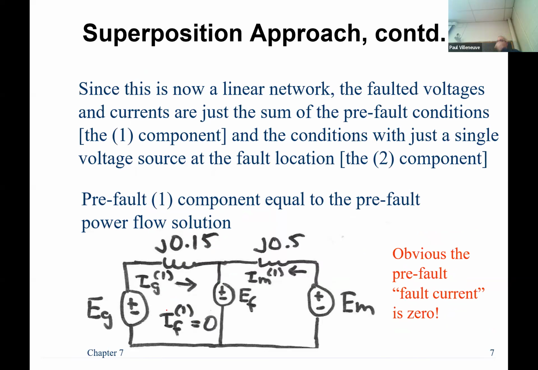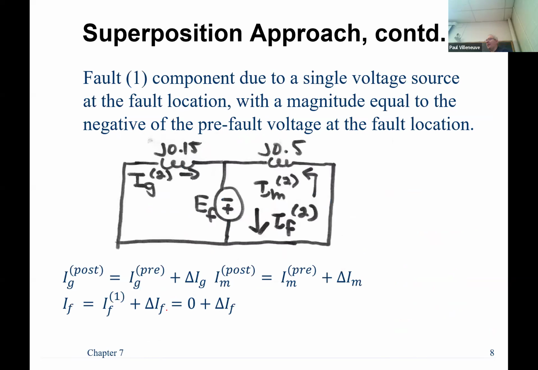So this is the pre-fault condition. Easy peasy. Just put a voltage source in there that matches the node voltage that you have. IF equals 0. Superposition says, all right, now I'm going to add a system and put a current source in the opposite direction. And you'll notice I turned off all the other systems, all the other values. And now look at my current. I get the current coming from generator 1 and the current from the motor, feeding into the fault.